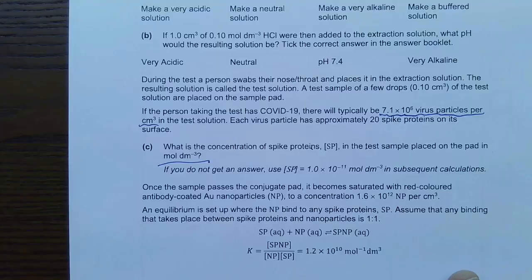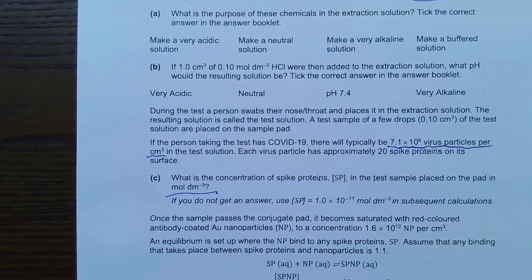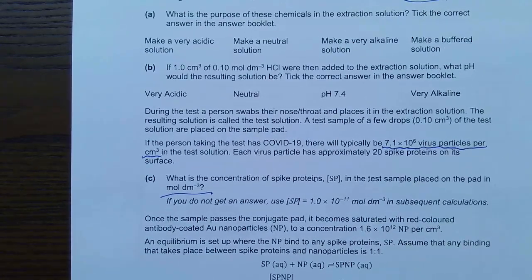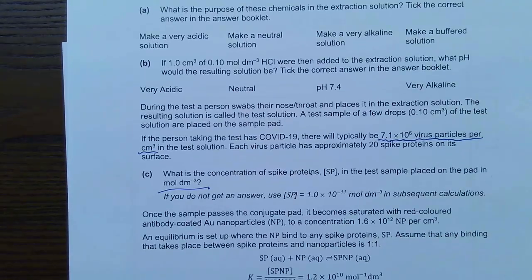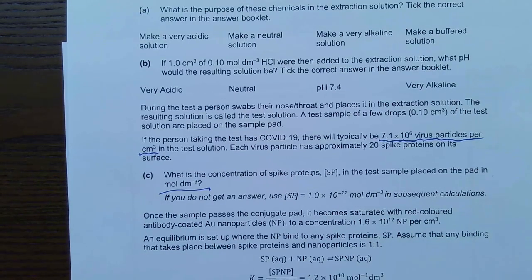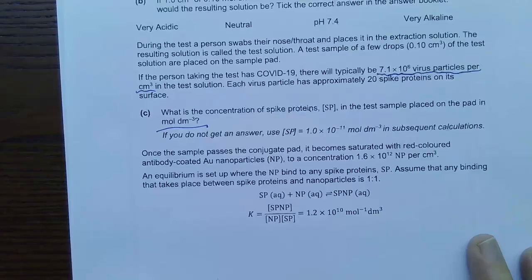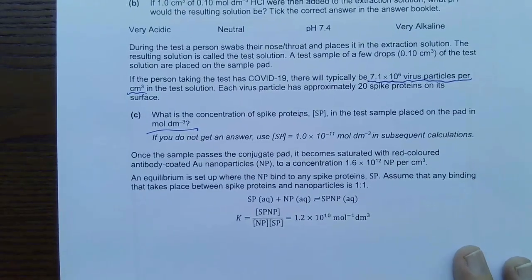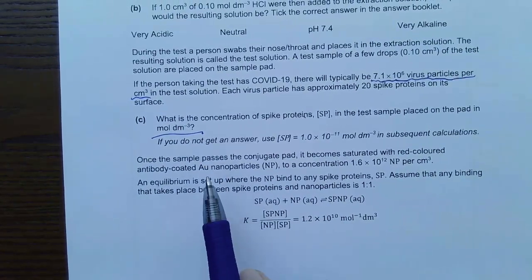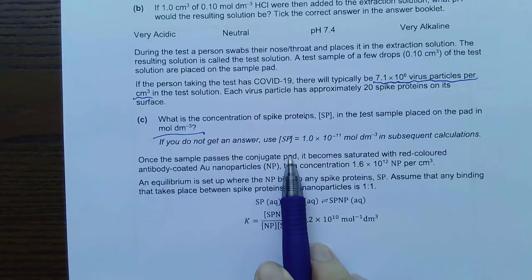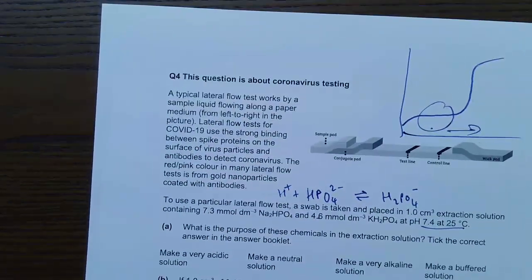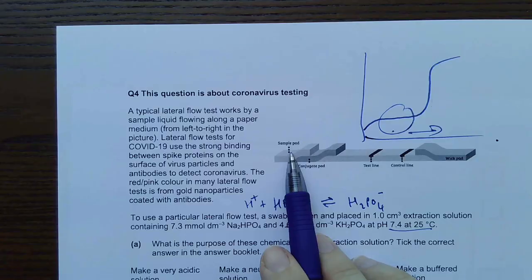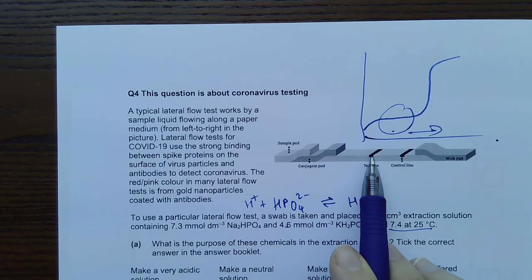Now, again, it's going to start getting more difficult. Really, you want to have had a go at this question yourself so you're familiar with it, because it's a really complicated question, and if you're not clear about what's going on, it won't make much sense. So once the sample passes the conjugate pad, you drop the sample in here, and it goes along towards the test line.